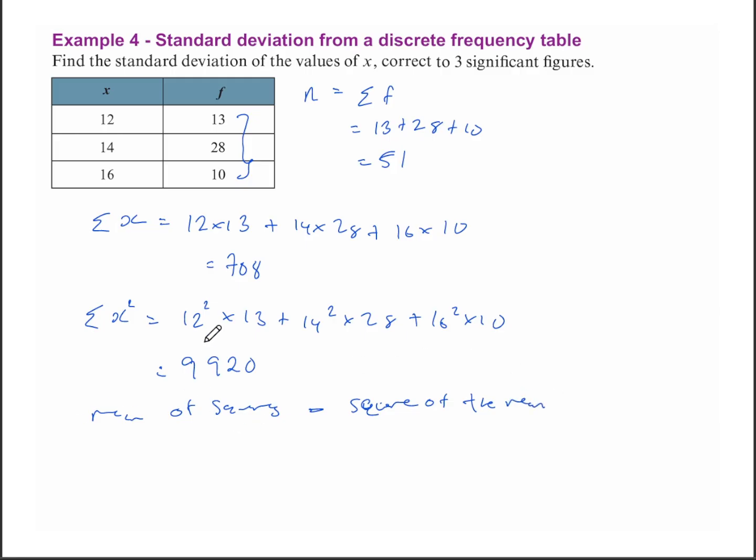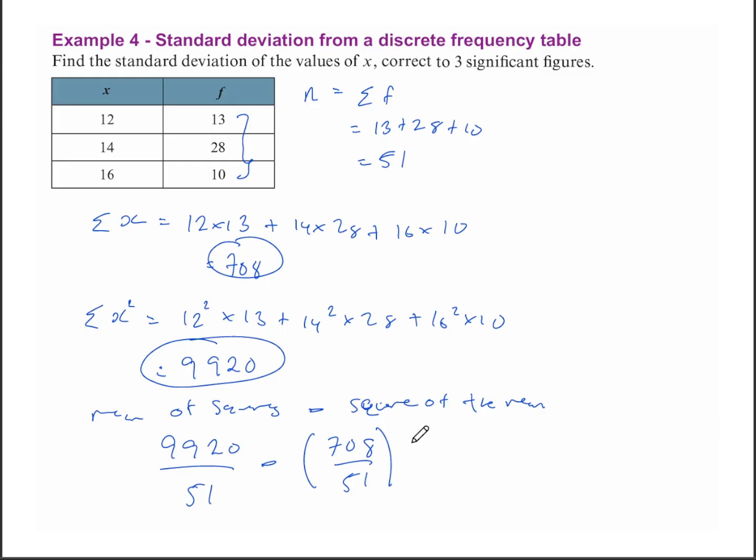Mean of the squares means the average of this, which is 9920, divided by n, which is 51. Then subtracted by the square of the mean, so the mean of this, 708 divided by 51, squared, that gives us the variance. We wanted to find the standard deviation, which means we will then square root that value. What we get here is 1.34 correct to 3 significant figures, which gives us our standard deviation.